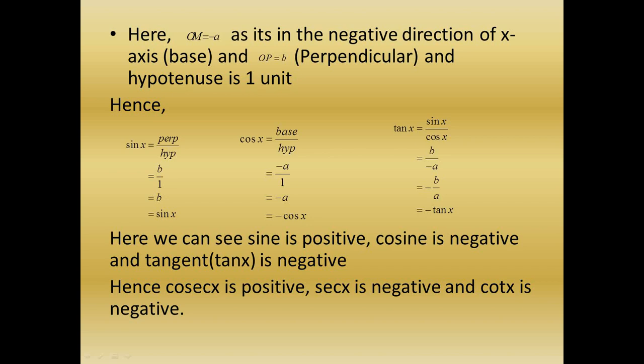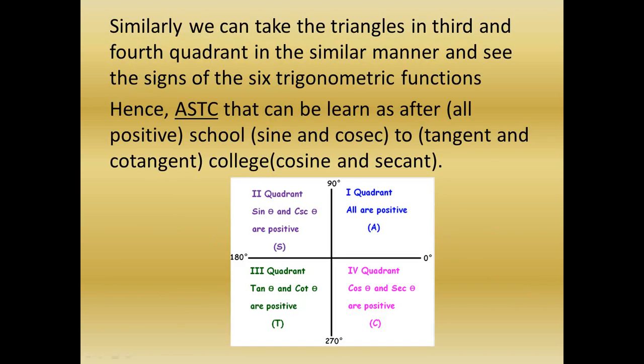Here we can see only sine is positive. Sine is positive, so obviously cosec will be positive, and cos and tan are negative, so obviously sec and cot will be negative. So hence we can say in the second quadrant only sine is positive. Now similarly we can take the triangles in the third and the fourth quadrant and come to the conclusion that in the first quadrant it is all positive.